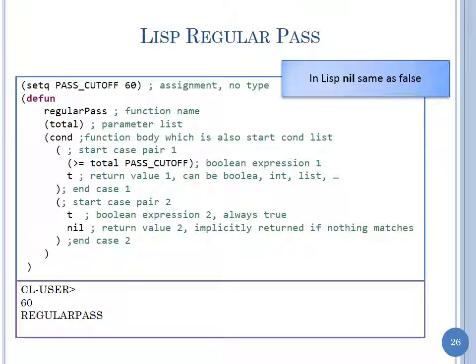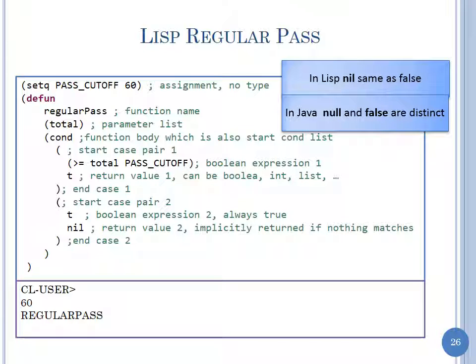So in Lisp, nil is same as false. Okay. In Java, null and false are distinct. So null does not mean false. So just a little detail. Okay. But any questions about this?